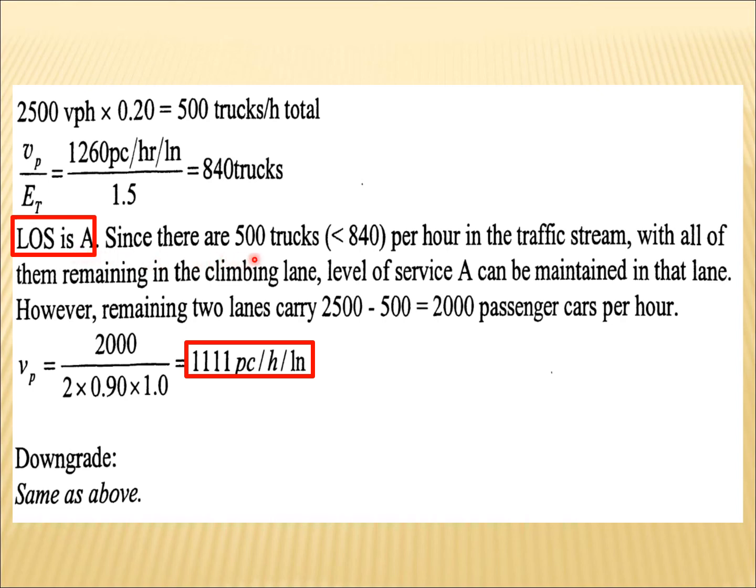Since there are 500 trucks, less than 840 per hour, in the traffic stream, with all of them remaining in the climbing lane, level of service A can be maintained in that lane. However, the remaining two lanes carry 2500 minus 500, because 500 trucks will be taken by this. So 2500 minus 500, that is 2000 passenger cars per hour. So V sub P is equal to 2000 divided by 2, divided by 0.9, divided by 1, that is coming 1111 passenger cars per hour per lane.